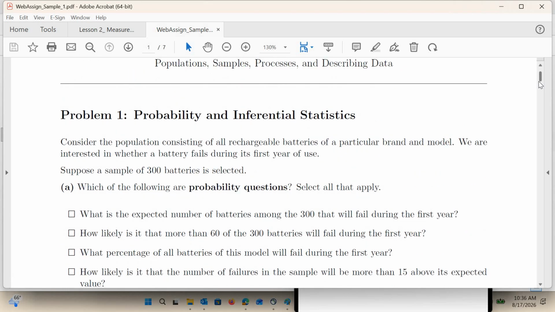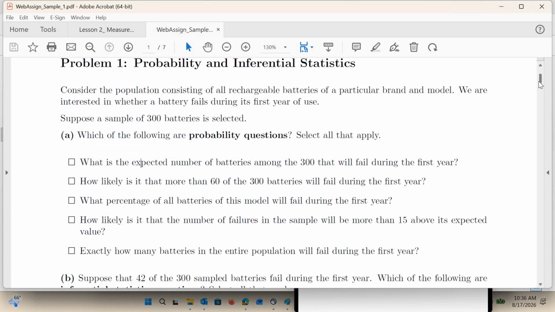All right, so this is problem 1 from the WebAssign, and I made something similar. It's not exactly the same, but similar in spirit. But those questions in problem 1 are just asking you about the difference between probability and inferential statistics. So which of the following are probability questions?